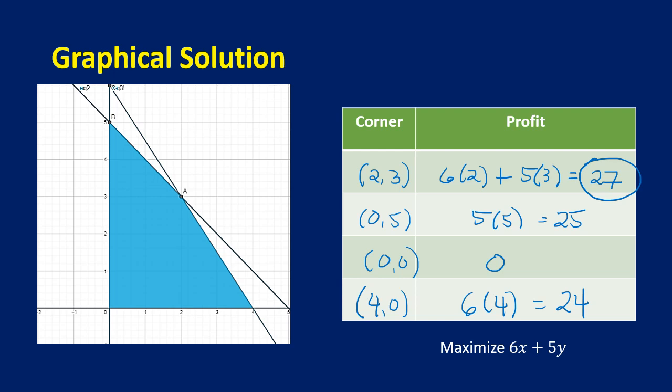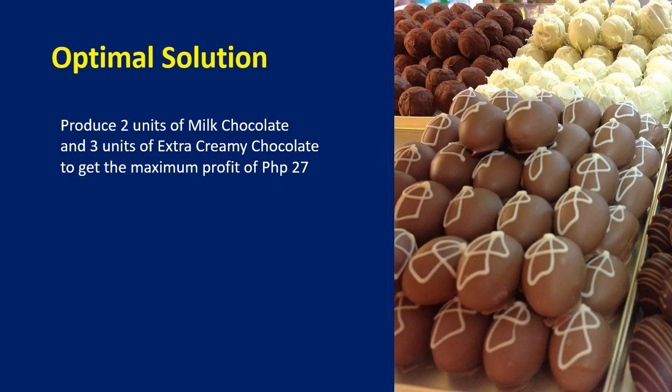So that means we have to produce (2, 3). This is for x, this is for y, right? 2 units of milk chocolate and 3 units of extra creamy chocolate to get the maximum profit of 27 pesos.